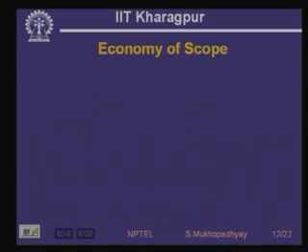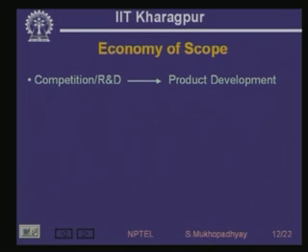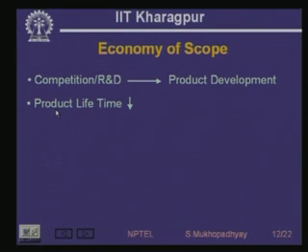So, here we have the economy of scope, and what are its features? Competition and R&D are continuously causing product development. Continuous product development is going on. So all old products are getting replaced by new products, and this is continuous, which means that for a given product, its life cycle is getting continuously reduced. Look at the PC market today. Roughly in 6 months time, you are getting newer and newer versions of PCs.